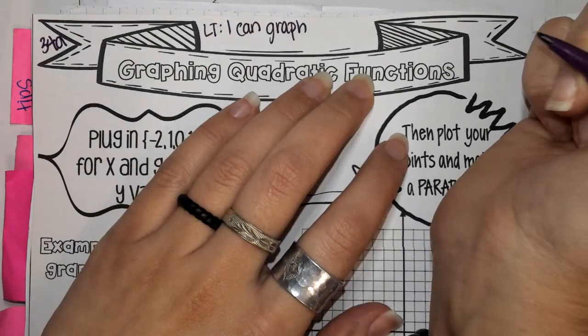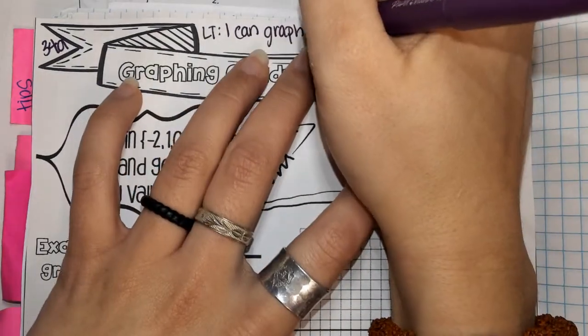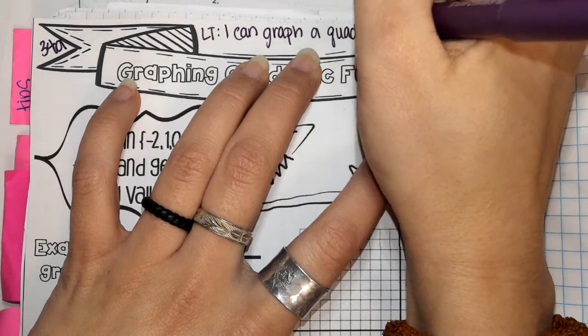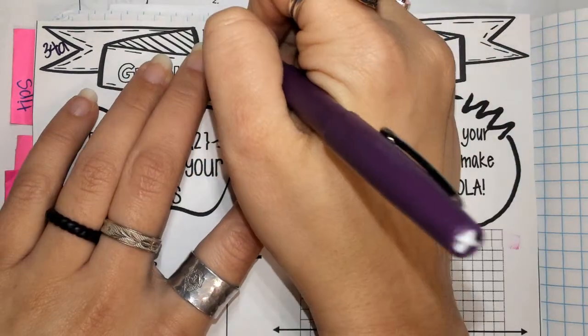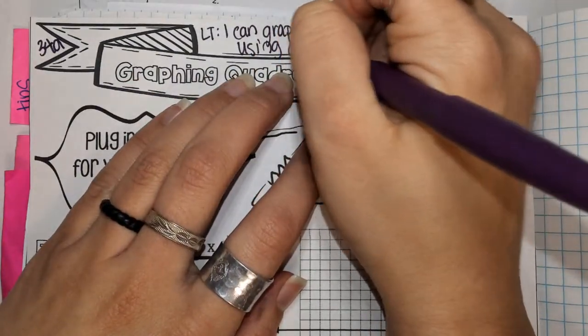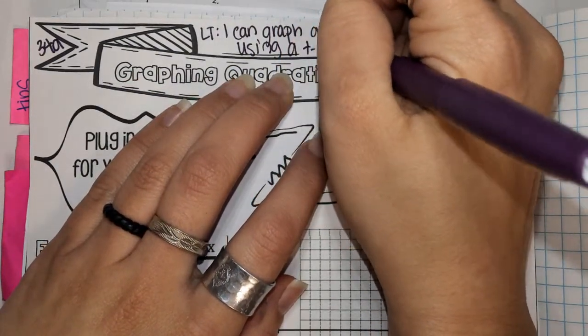All right, so today, our learning target says I can graph a quadratic using a t-table. What is this?